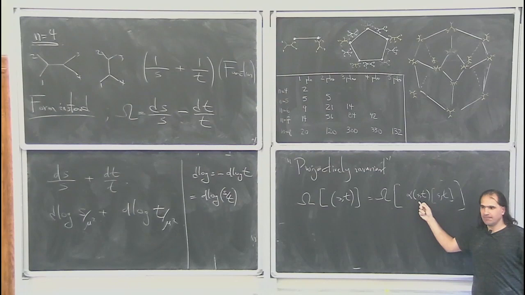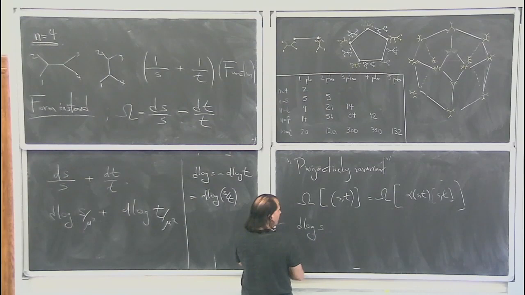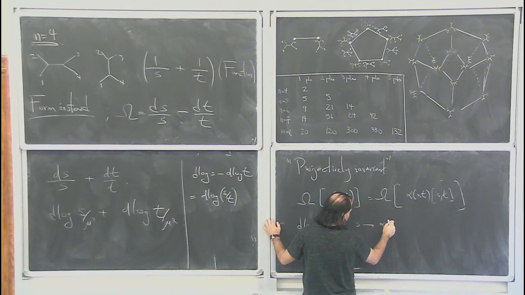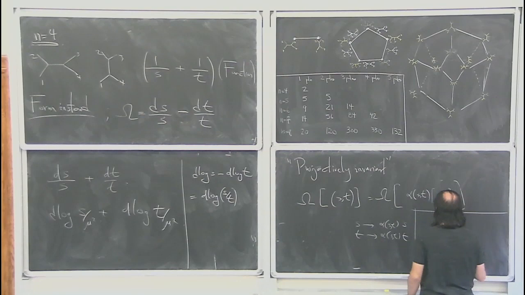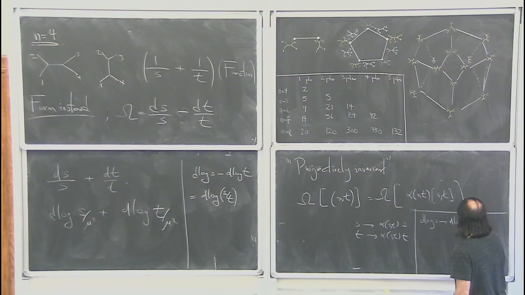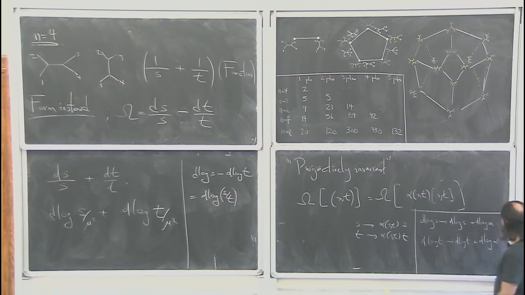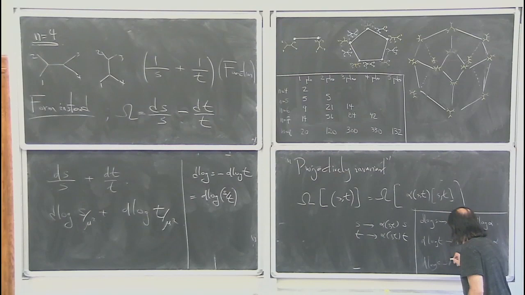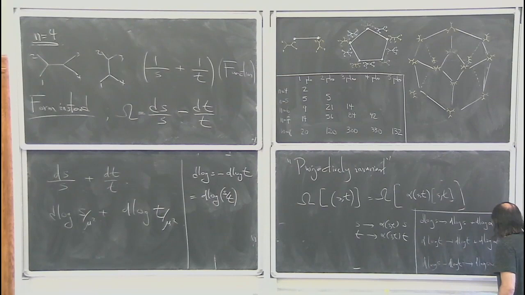If I take d log of s, and I send s and t to alpha of s and t times s and t, then d log s goes to d log s plus d log alpha, and d log t goes to d log t plus d log alpha. And so I want the d log alpha to cancel, right? I want it to be invariant under this shift, so I can only take the combination d log s minus d log t. Only this is invariant under this local rescaling of all the Mandelstam variables.